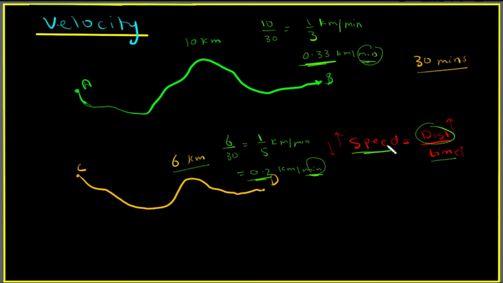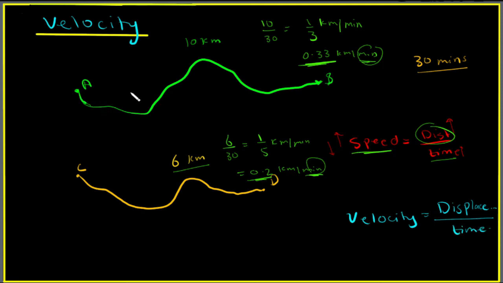Velocity is not the ratio of distance to time. It is instead the ratio of the displacement to time. And we have discussed displacement, the difference between displacement and distance, in a previous video. So displacement over time, right? So what do we need to see here?